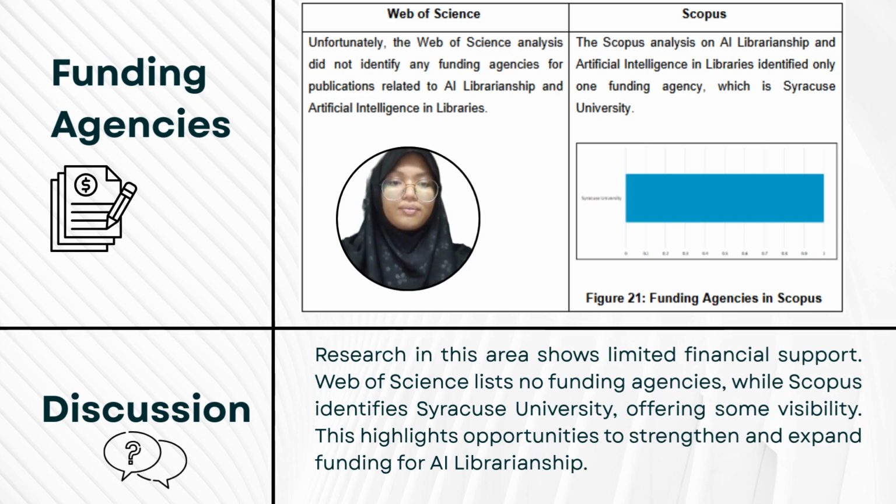As for the discussion, research in this area shows limited financial support. Web of Science lists no funding agencies, while Scopus identifies Syracuse University, offering some visibility. This highlights opportunities to strengthen and expand funding for AI librarianship.